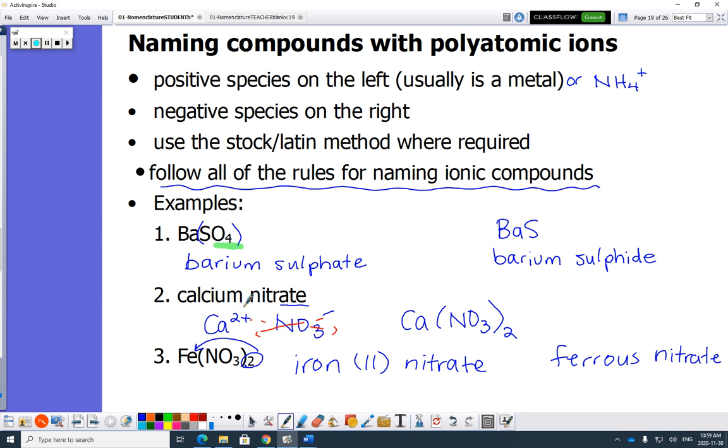Like, no number here. It's 1, so you can write the 1, but you don't have to. Like the charge on nitrate is 1, so when you cross it, this 2 comes over here, but then this is just 1. It is in the box that says -1 charge. That's why. Okay?